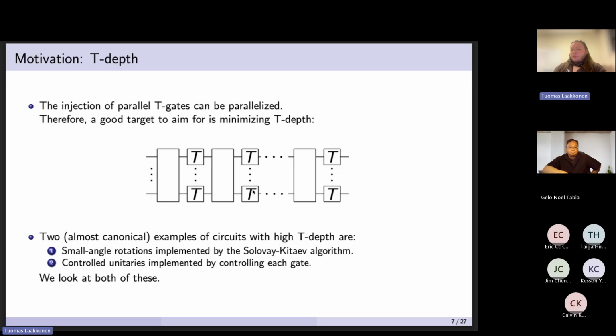And there are a few almost canonical examples of computations with high T depth. One is implementing small angle rotations, which is something that you would do often, for instance, in Hamiltonian simulation. And you can do that with the Solovay-Kitaev algorithm, which is very conceptually neat, but the circuits you end up with have a T depth that is as high as it could be. The second obvious example of something with high T depth is when you have a unitary and you want to add a control to that unitary, which is also a common operation, for instance, in quantum signal processing, and the quantum singular value transform in particular. So we're going to look at both of these and show that in both cases, you can find something better than the obvious implementation.